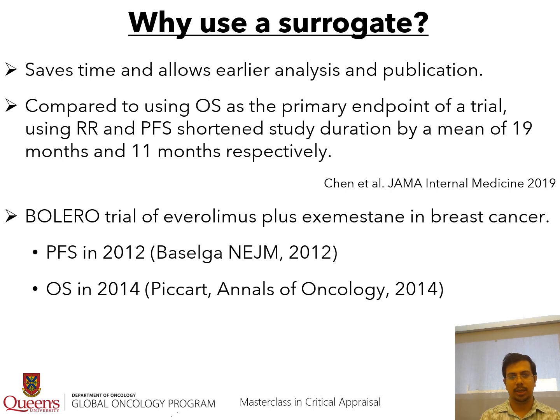For example, the Bolero trial of everolimus plus exemestane in breast cancer. The first publication was in 2012 in the New England Journal of Medicine, which showed a good difference in progression-free survival, but the overall survival results were published just in 2014. After just a couple of years, we had overall survival results, and the overall survival showed that actually there was no difference in terms of overall survival.